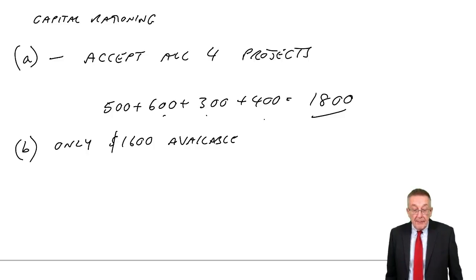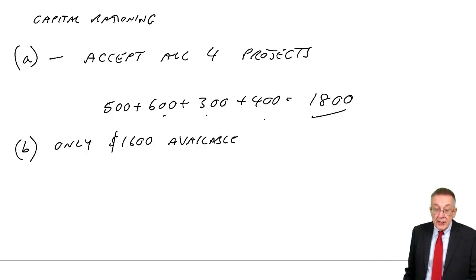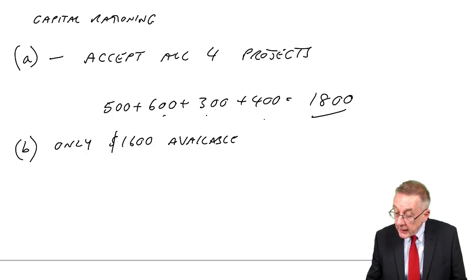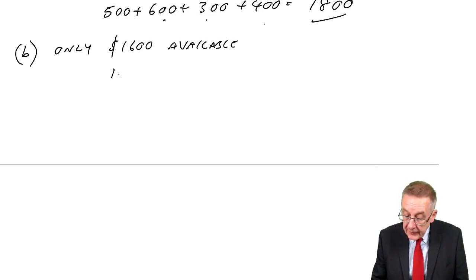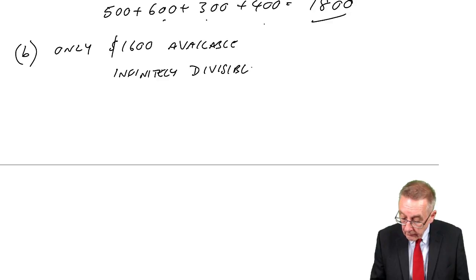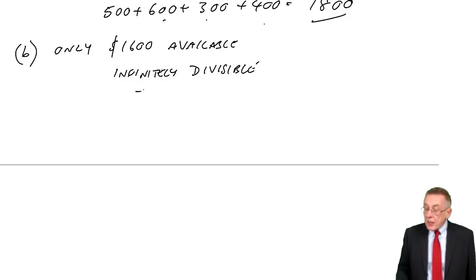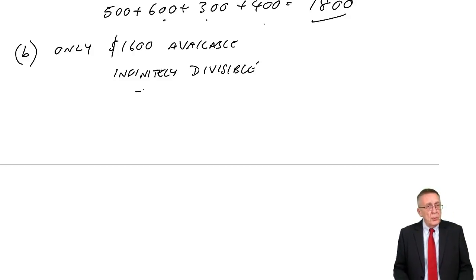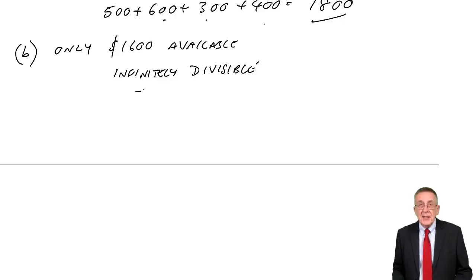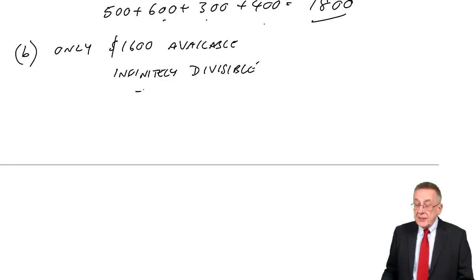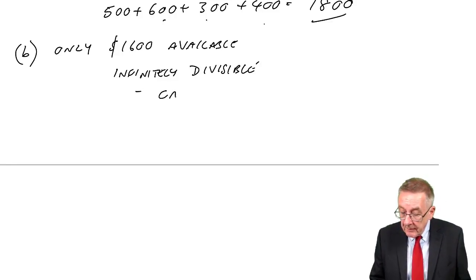Also, look at part B. It says capital is restricted to 1,600. It also says the projects are what we call infinitely divisible. Now, what infinitely divisible means is, as I go through, I think you'd agree, is normally a bit impractical, but it happens in the exam. Infinitely divisible means we can do any fraction of a project.